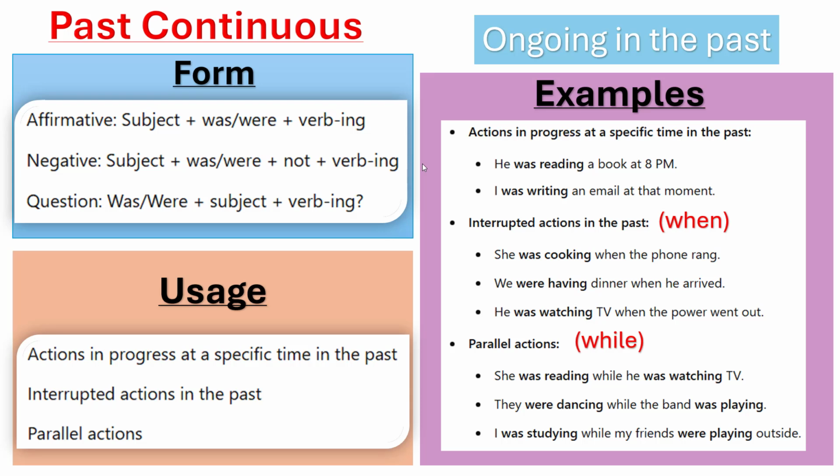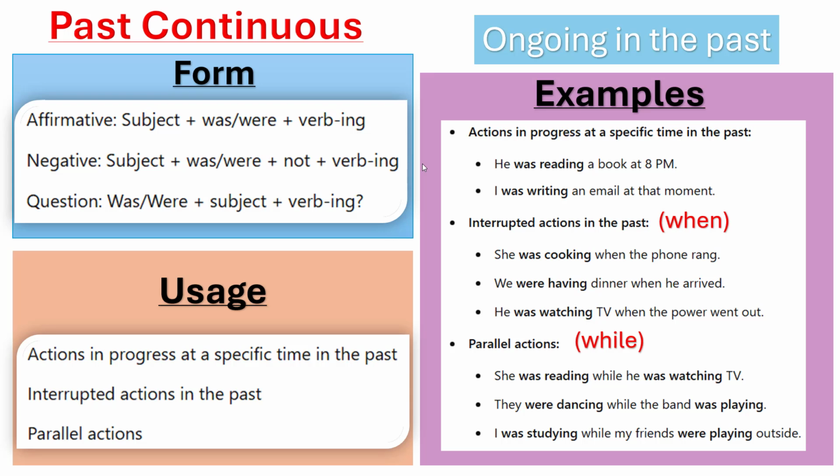We were having dinner when he arrived. So when he arrived in the past, we were having dinner. Also, the interrupted action is he arrived. When he arrived, suddenly he arrived in the past. He was watching TV when the power went out. So when the power went out, he was watching TV.